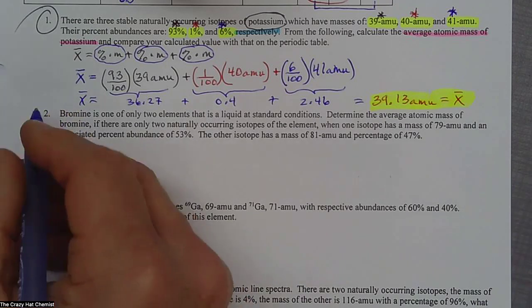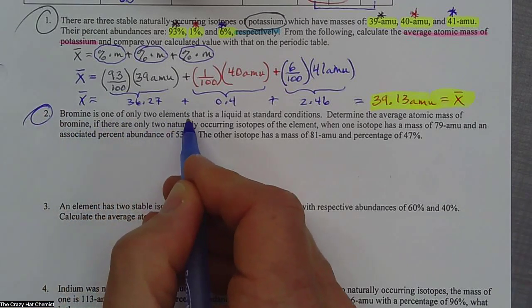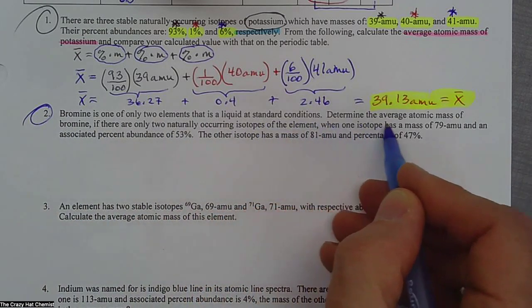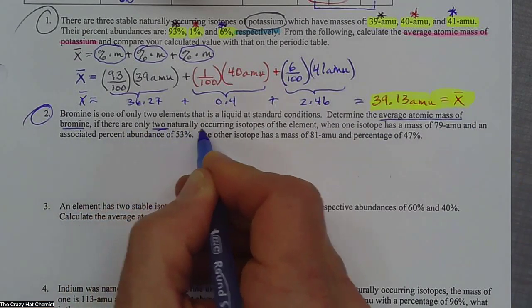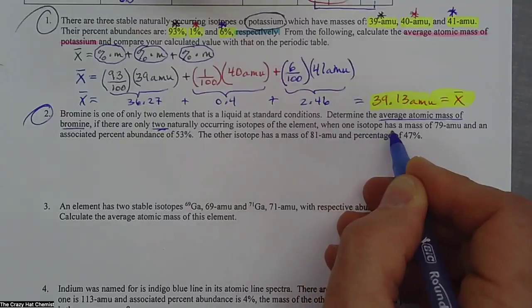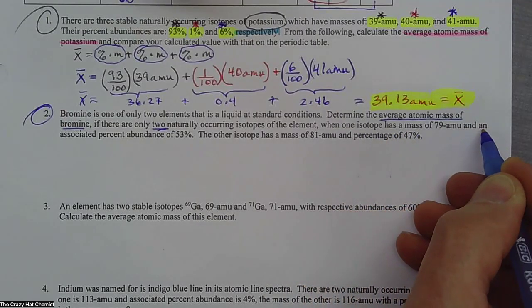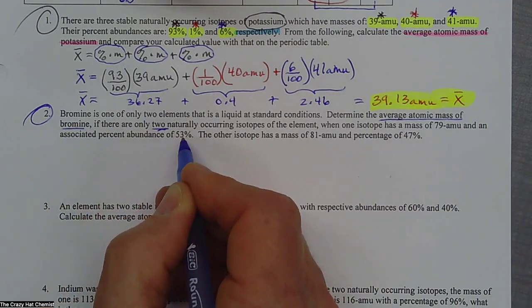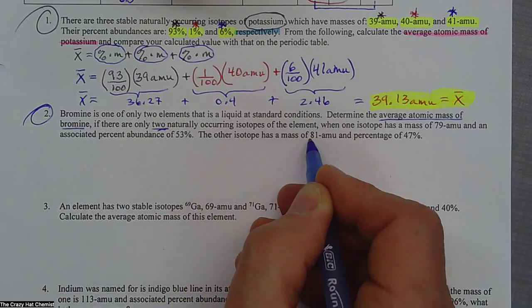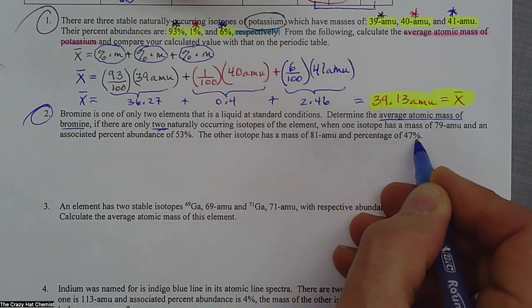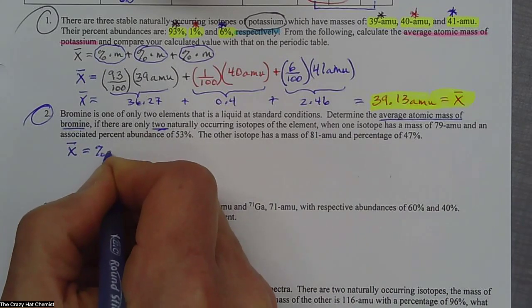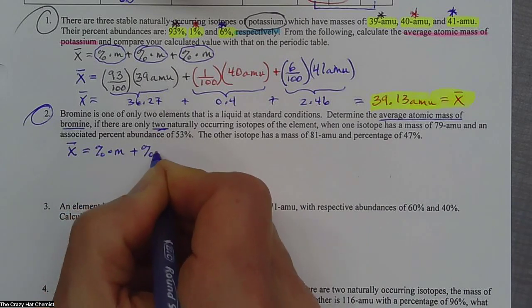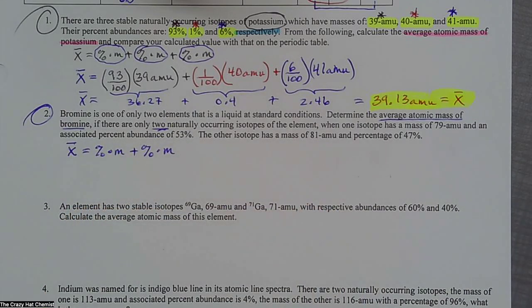This next one says number 2. Bromine is one of only 2 elements that is a liquid at standard conditions. Determine the average atomic mass of bromine, if there are only 2 naturally occurring isotopes of the element, when one isotope has a mass of 79 atomic mass units and an associated percent abundance of 53%, the other isotope has a mass of 81 atomic mass units and a percent of 47%. So average is equal to percent times mass plus percent times mass. Now this one is actually simpler than the first problem, but it's similar.